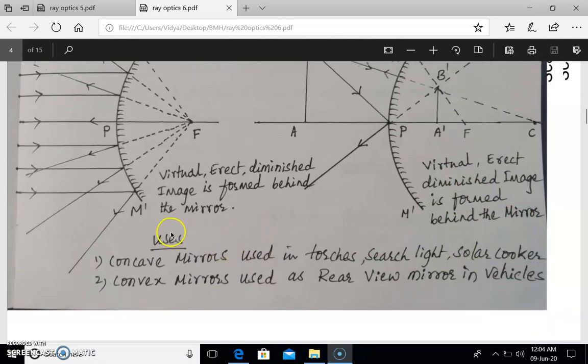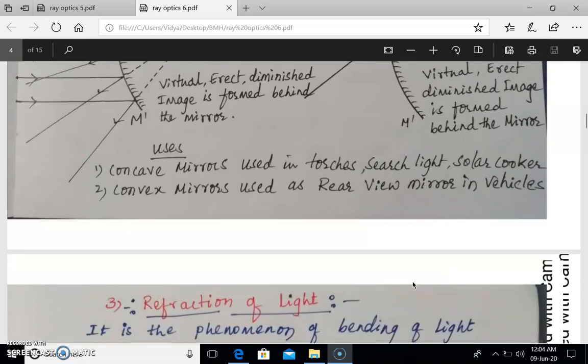Uses of concave and convex mirrors. Concave mirrors are used in torches, searchlights and solar cookers as reflectors. Convex mirrors are used as rear view mirrors in vehicles.